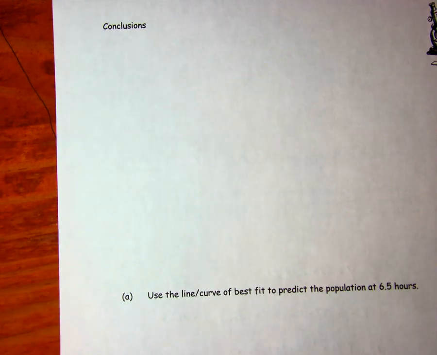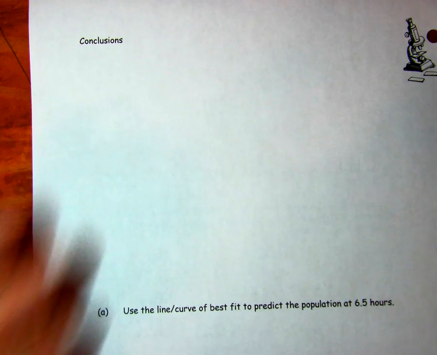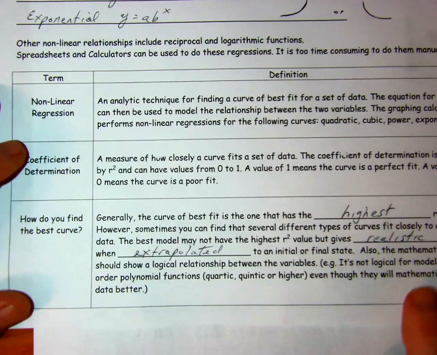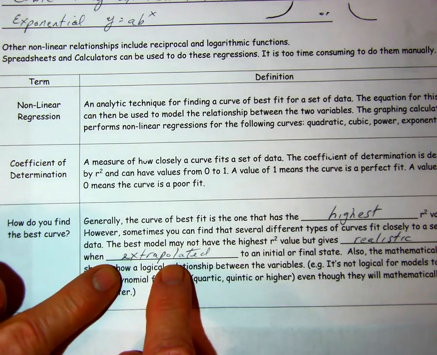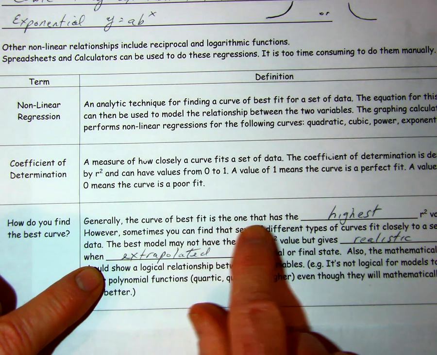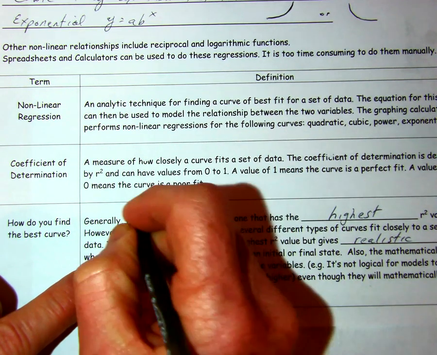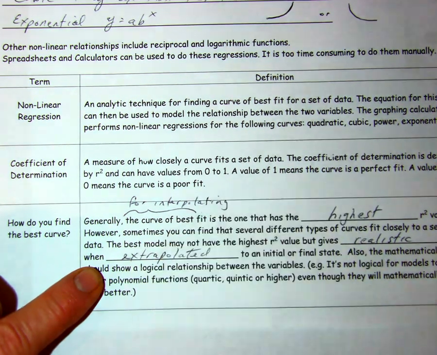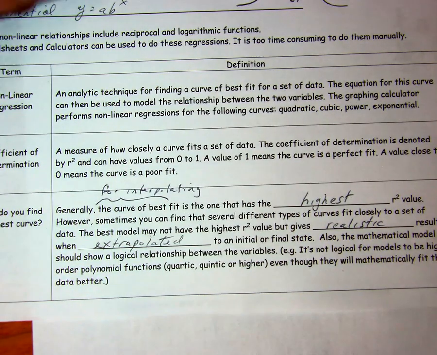Conclusions. So what are we going to conclude? In general, let's look at what we did initially. We have to be careful when we extrapolate, but the curve of best fit is the one that has the highest R-squared value, and this is generally speaking for interpolating. Why don't we add that to the first page? Okay.